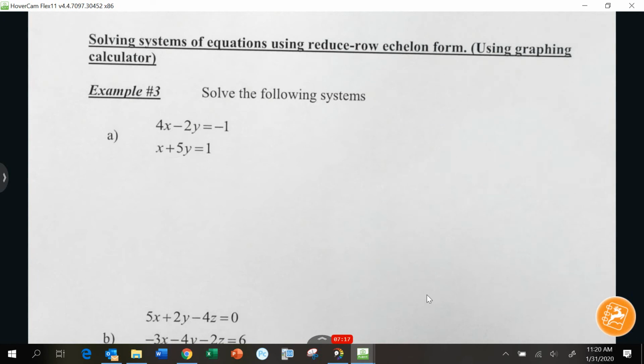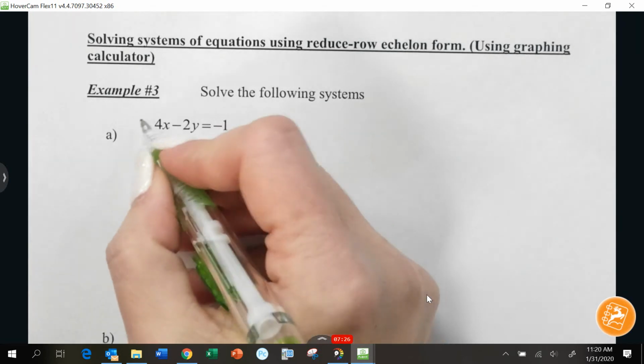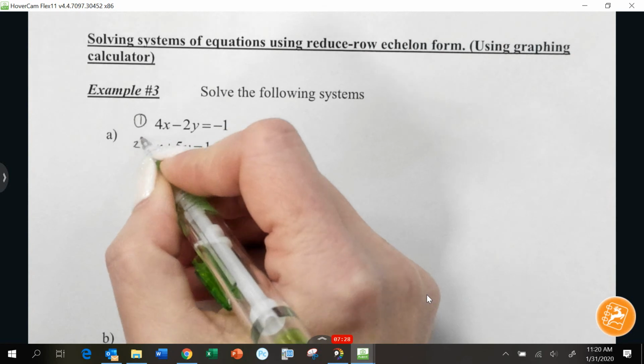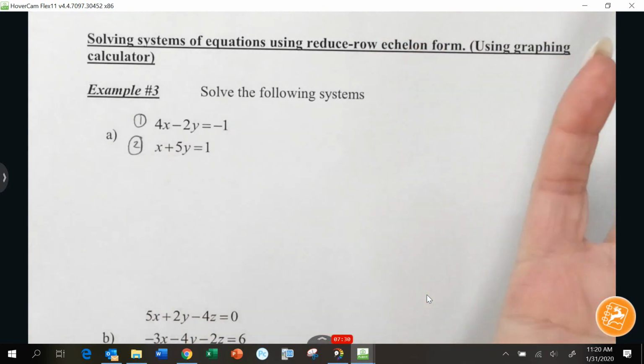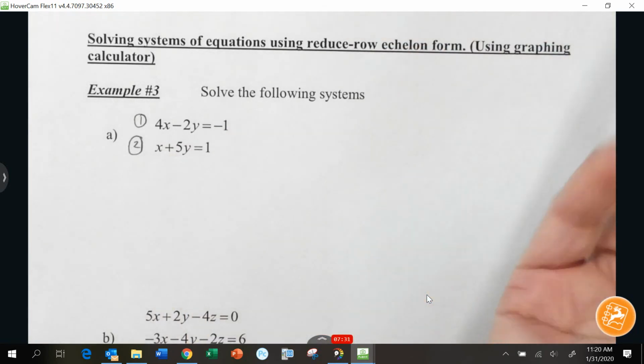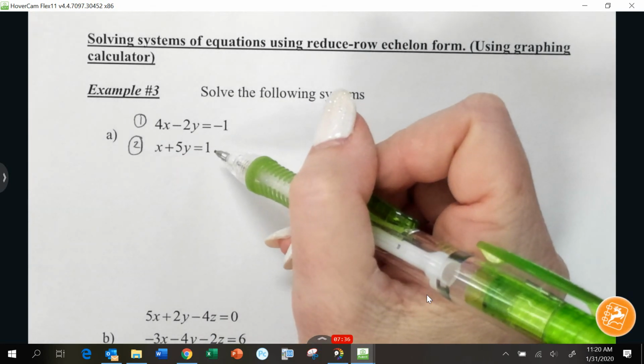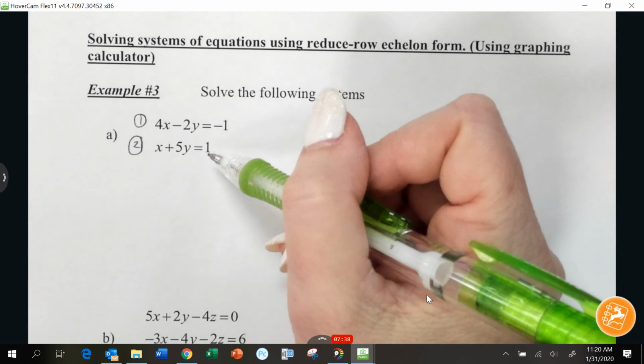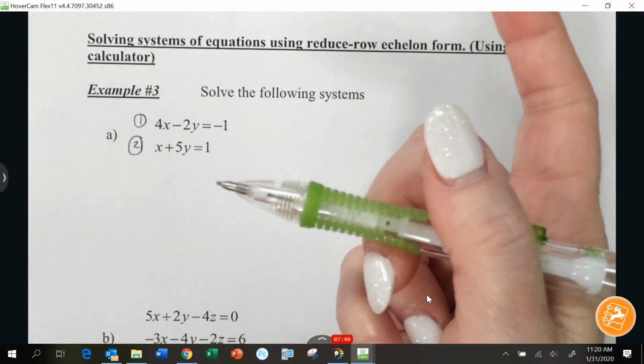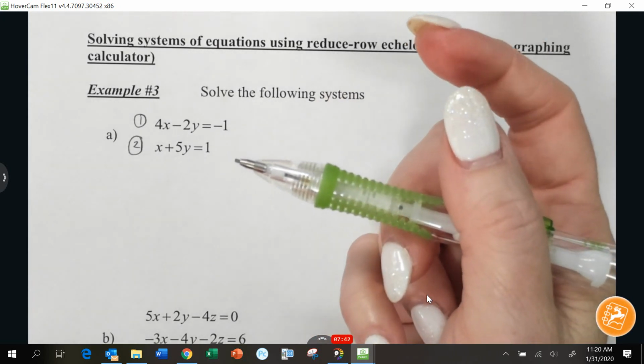How would we do this by hand? Kia, you could do substitution or elimination. It's your choice. Since it's set up like this, I'd probably do elimination, but you could easily make it x equals here if you want to do substitution. We're going to practice by hand, and then I'm going to show you how to do it on the calculator using matrices. Okay?